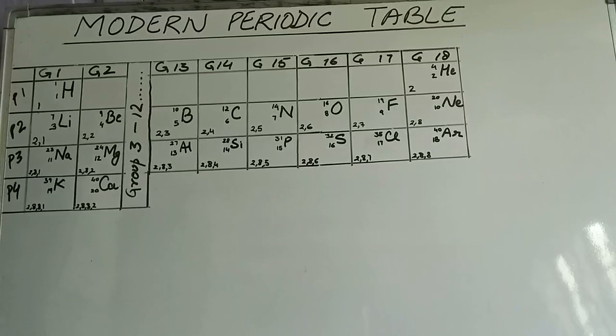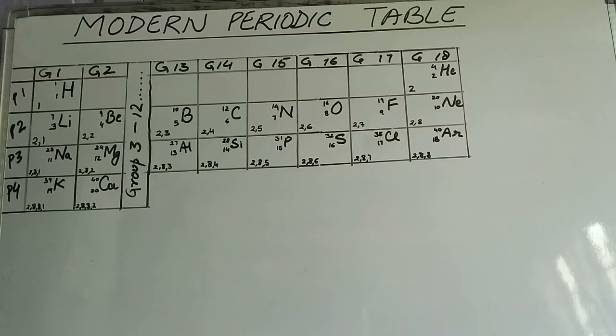So class, last time we had done the trends in the modern periodic table, where we had discussed how valence electrons, valency, atomic number and the reactivity. When we talk about reactivity, we are talking about the metallic and the non-metallic properties. How these change when we move across a period, that means from group 1 to group 18, and when we come down a group, which means from period 1 to period 4.